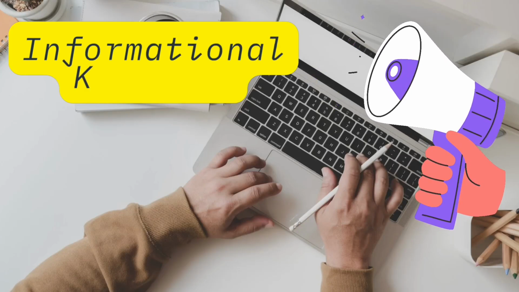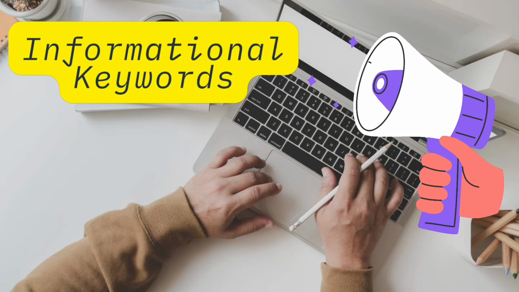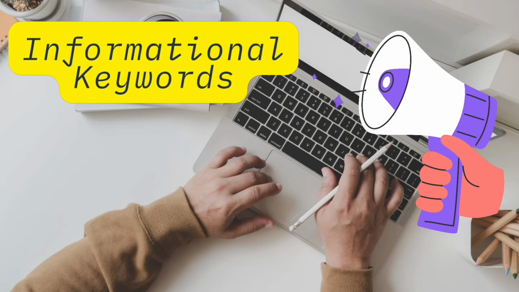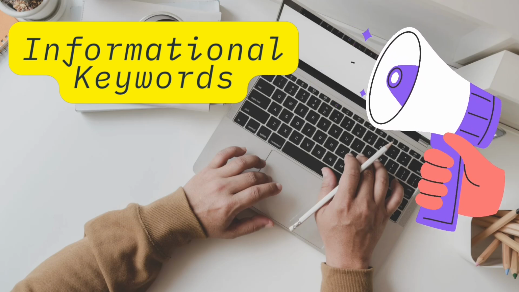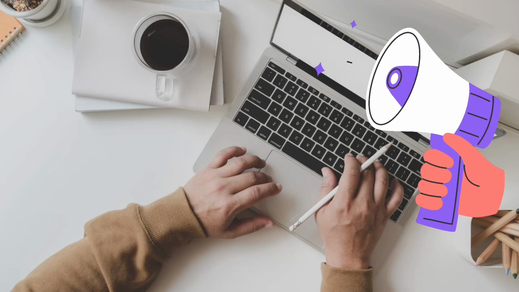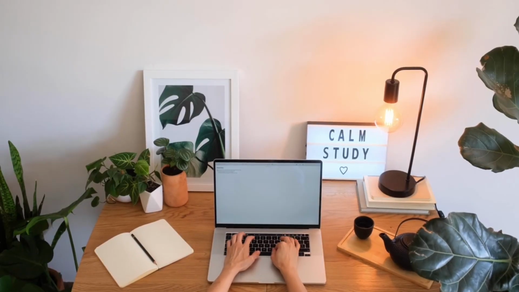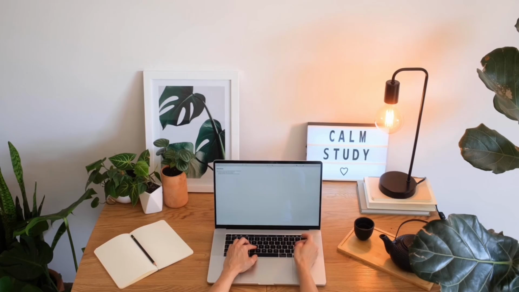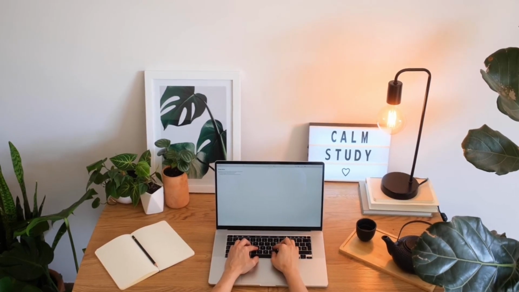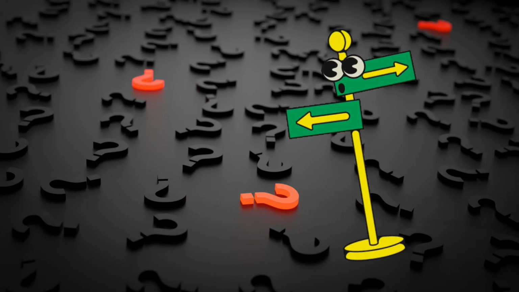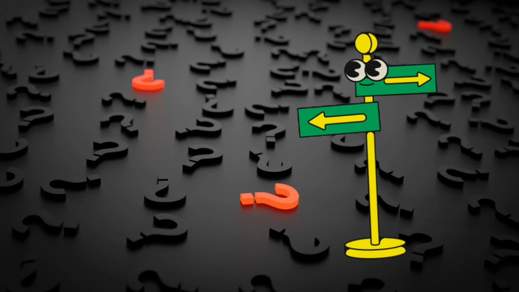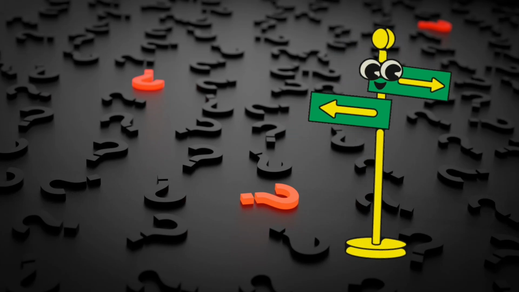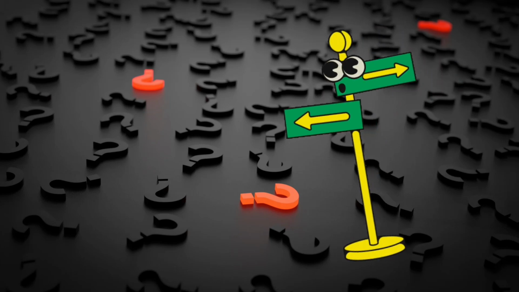Whenever we need information about anything, we go to Google. Whenever we type keywords to get information about anything, those keywords are called informational keywords. As an SEO expert, how will you use informational keywords? And if you are a blogger, how do you use them? And how are they different from other types of keywords like transactional keywords, commercial keywords, and navigational keywords? We will know all this in today's video.